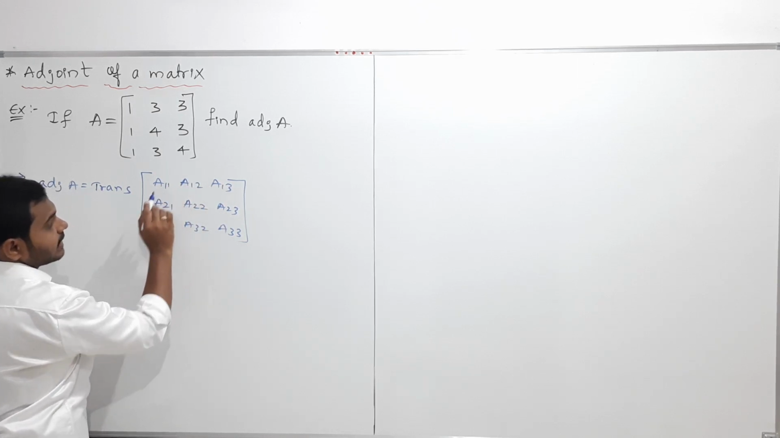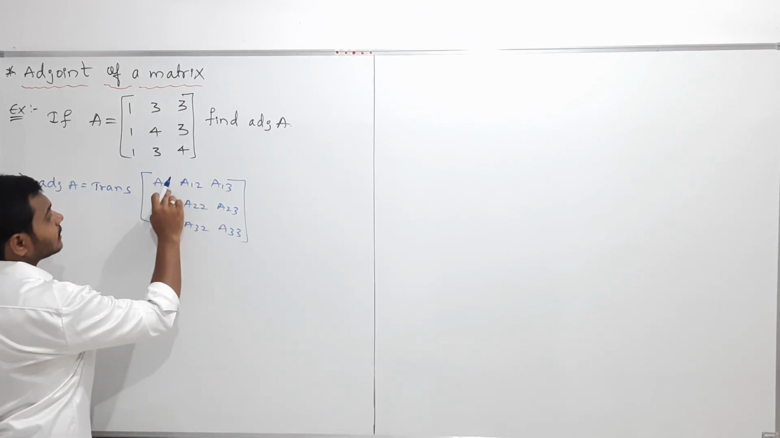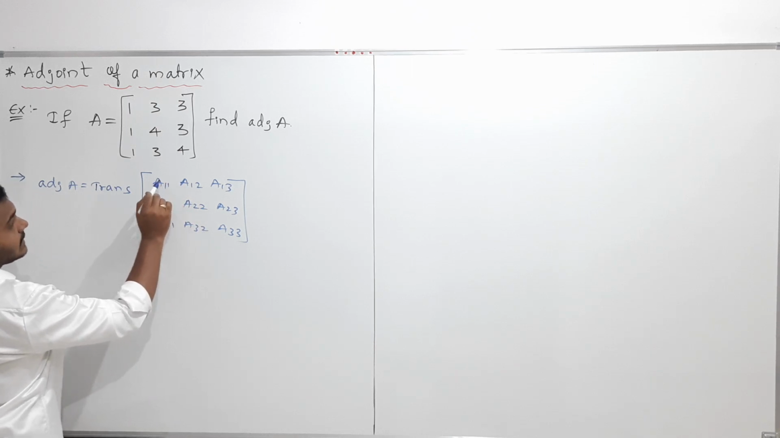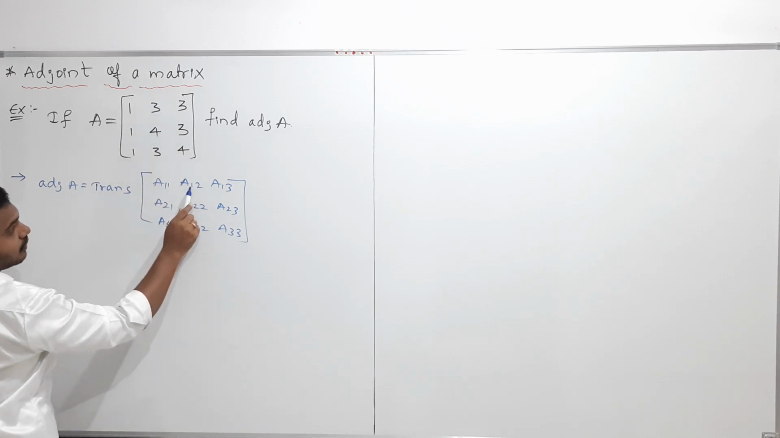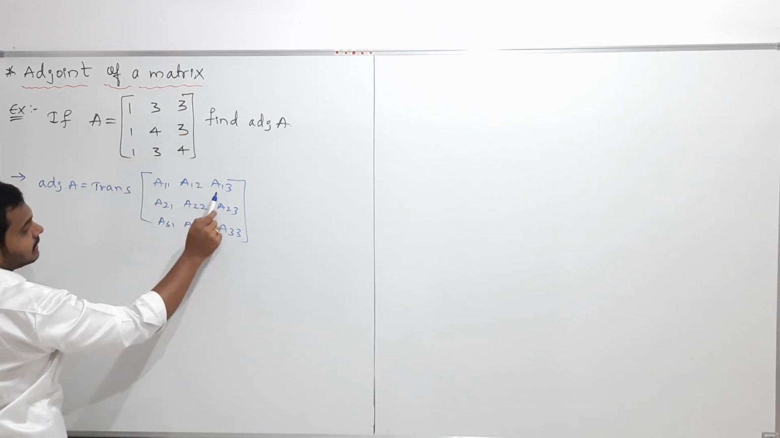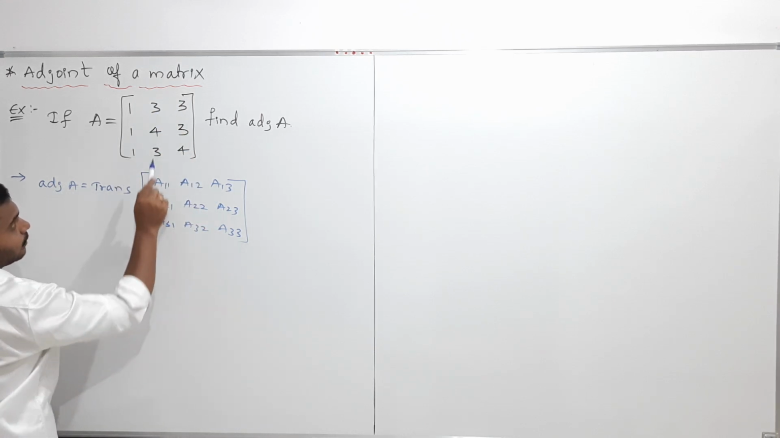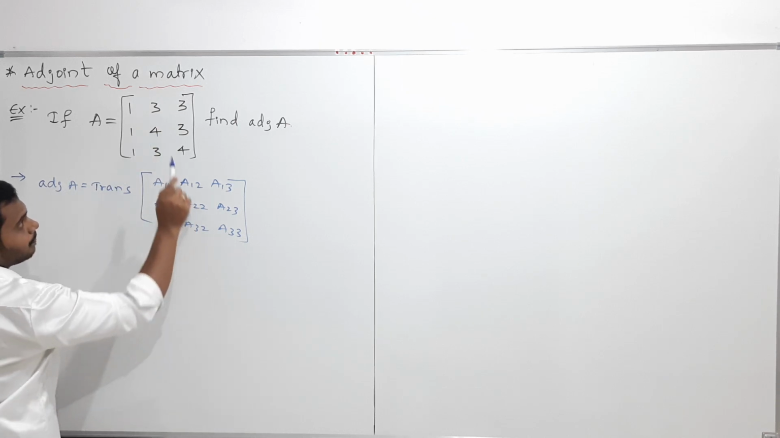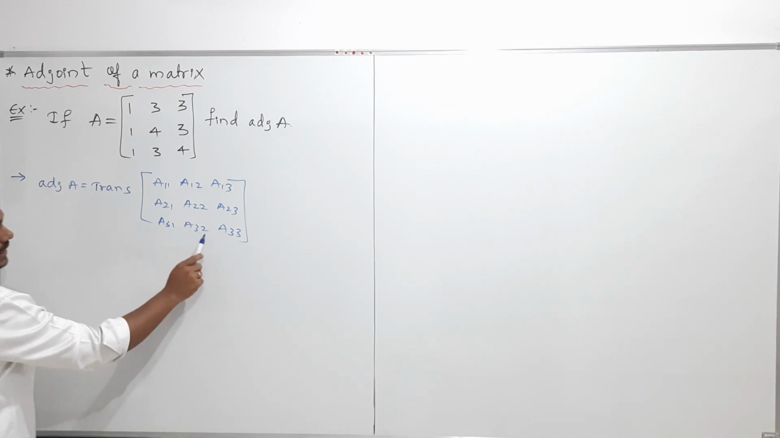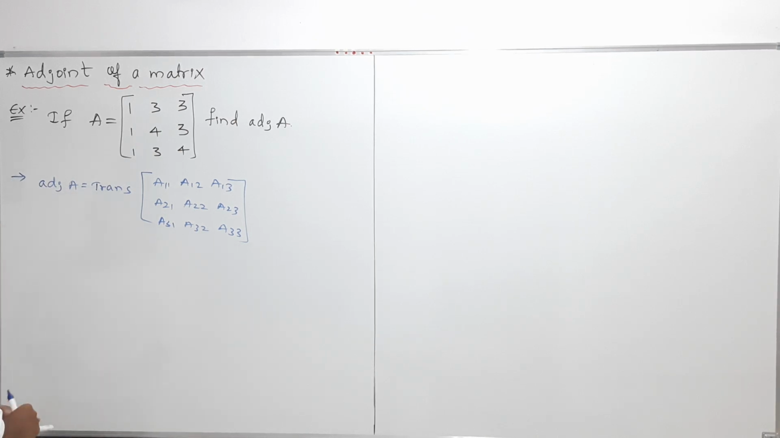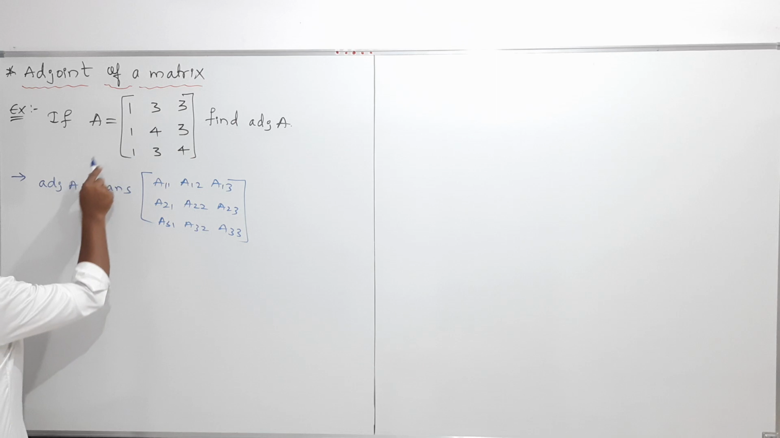What is A11? A11 is nothing but the cofactor of the small letter a11. That is, the cofactor of this element will give you A11. Cofactor of this will give you A12. Cofactor of this will give you A13. Cofactor of this will give you A21. Cofactor of this will give you A22. Cofactor of this will give you capital A23. Like this you should calculate A31, A32 and A33. Clear? So my dear students, what is the adjoint of A?